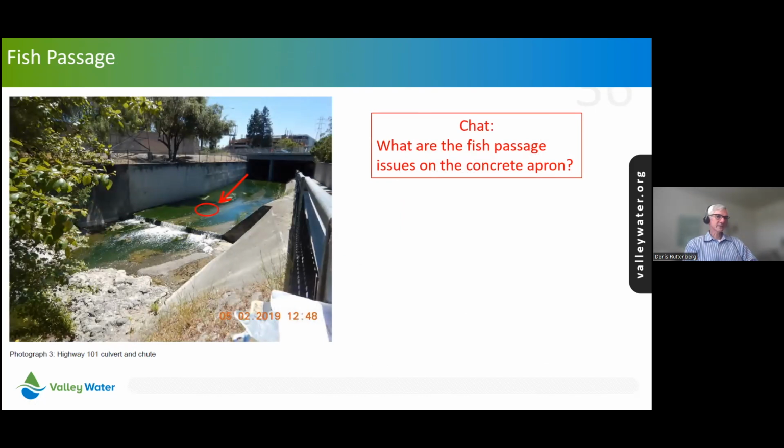I guess we could do this quickly, 34 minutes. Here's a quick chat question, Robert. If people can chime in, what are the issues on this concrete apron? What do you think are the passage issues here? Any thoughts, anyone? Too shallow. Too shallow, indeed. High temps, yeah.